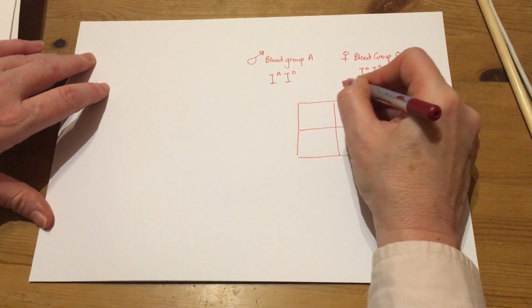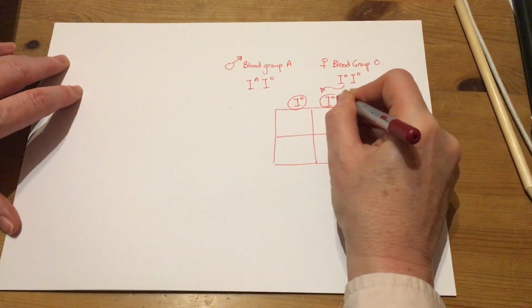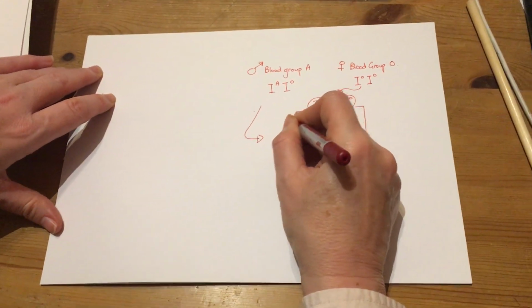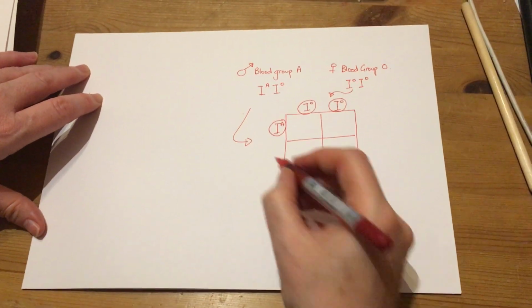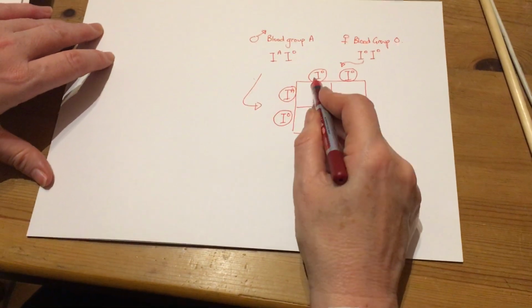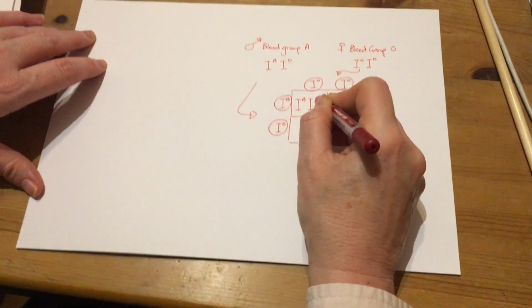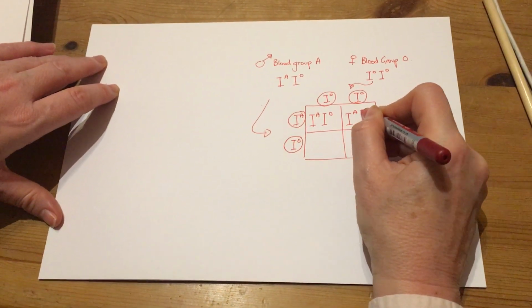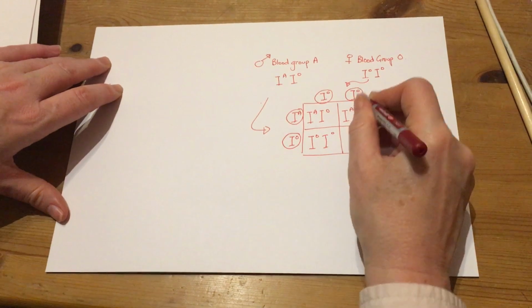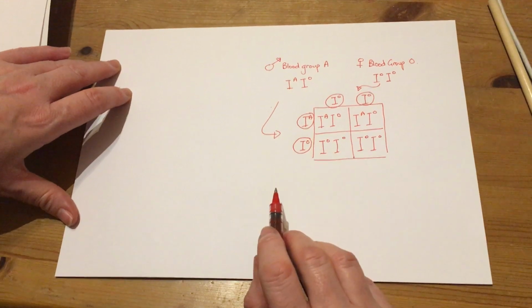So we'll pop mum's gametes up the top here. They're both going to be the same because she's only got one option of allele. But for dad, let's pop his down the side here. Half of his sperm will be carrying the A allele and half of them will be carrying the O allele. Now the children, when we fertilise the egg with the sperm, will be blood group A, blood group A, blood group O, or blood group O. So very much like their mum and dad.